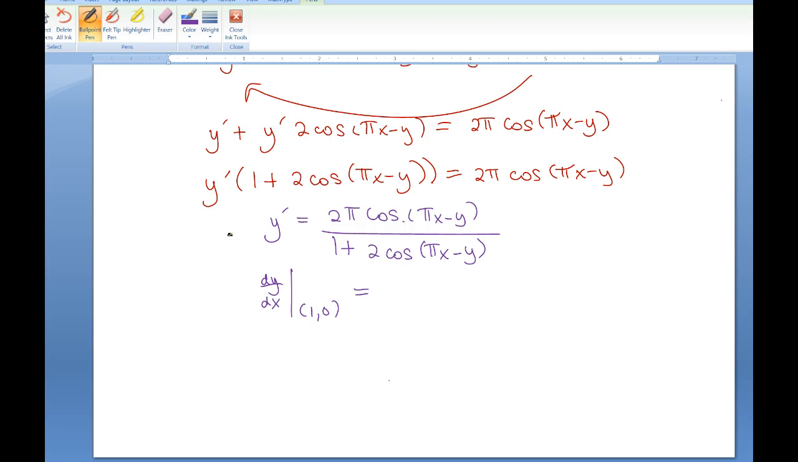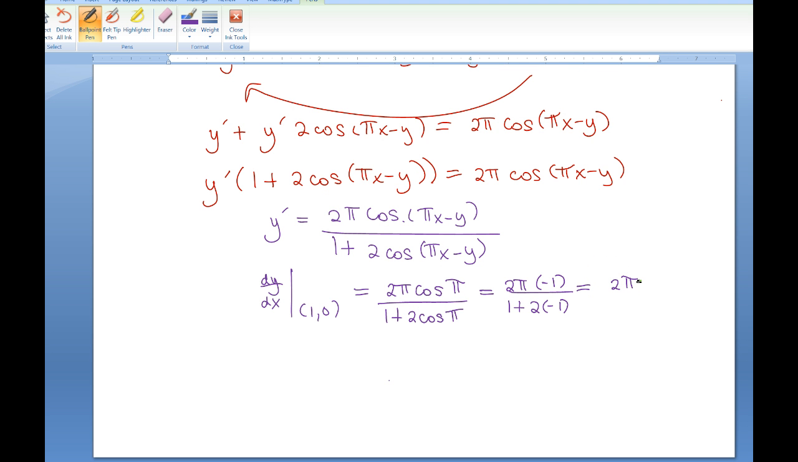Okay, so now I want to plug in (1, 0). So it's 2 pi cosine, well, that just becomes pi, over 1 plus 2 cosine of pi. What's the cosine of pi? Negative one. So I get 2 pi times -1 over 1 plus 2 times -1. So we get a positive 2 pi, because we get negative 2 pi over -1.